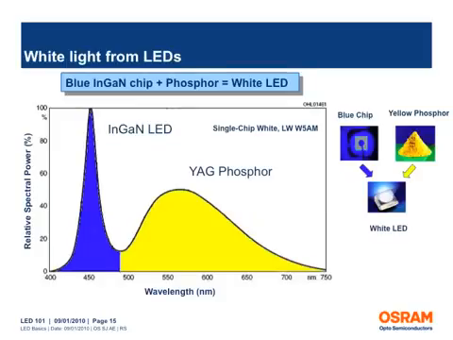The most widely used approach to create a white LED is to use a blue LED chip combined with a phosphor. The phosphor layer absorbs a portion of the blue light and emits light at longer wavelengths. The phosphor concentration defines how much of the blue light is upconverted.